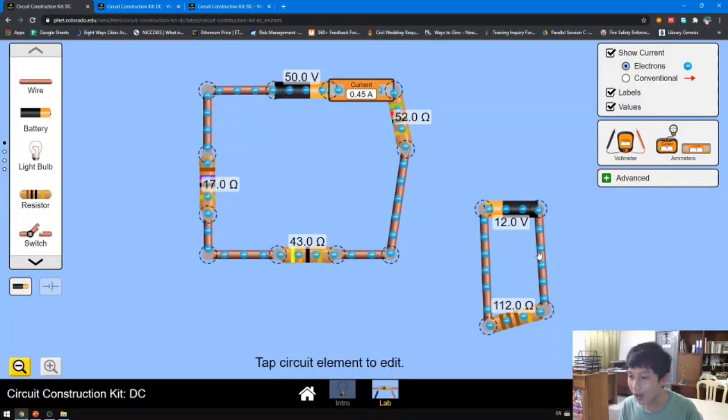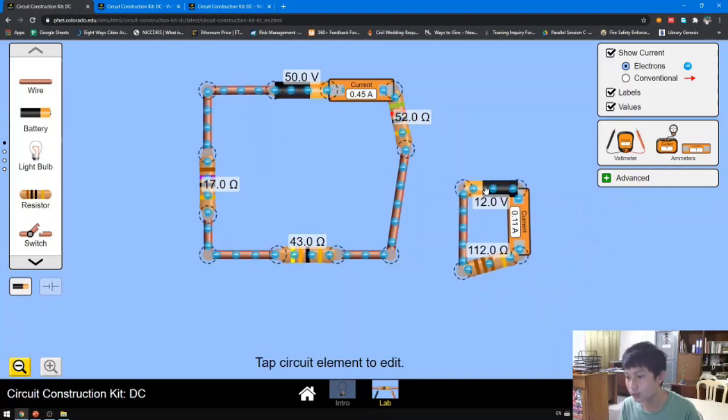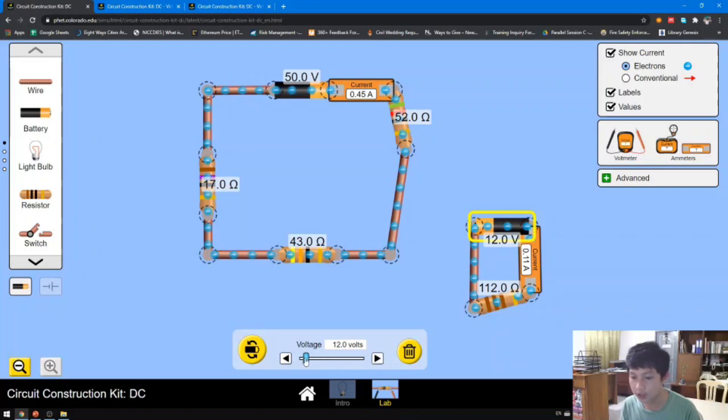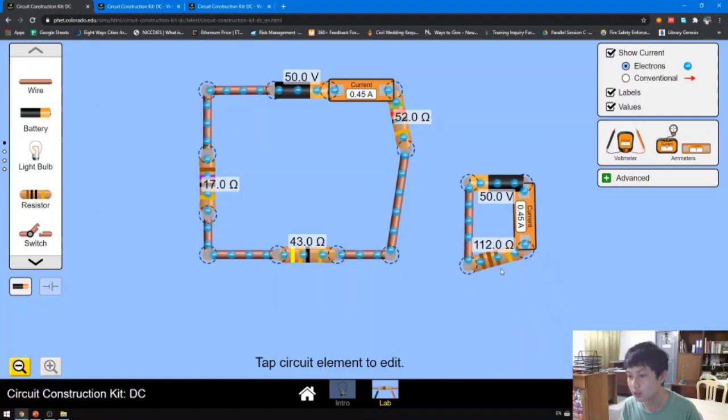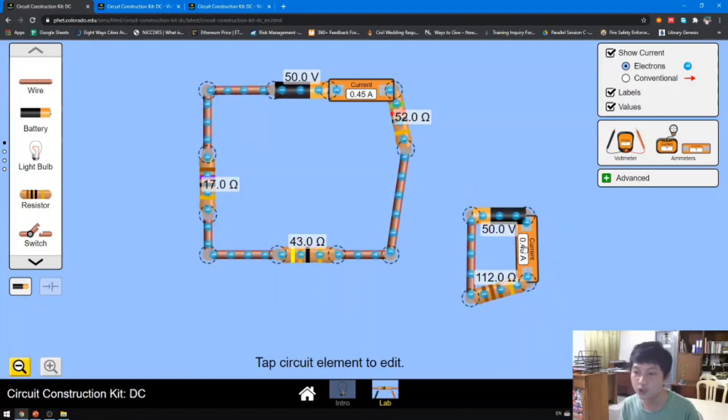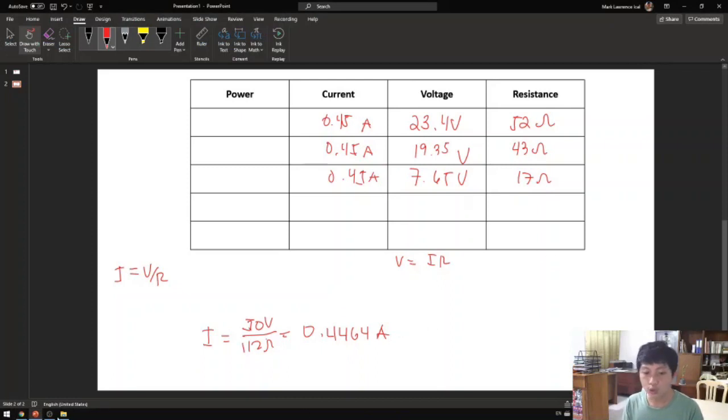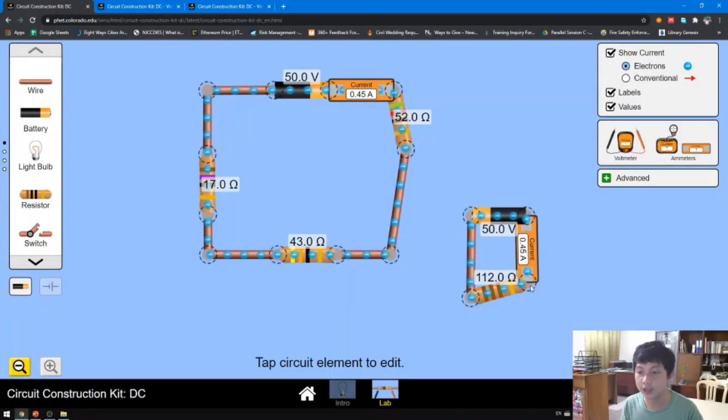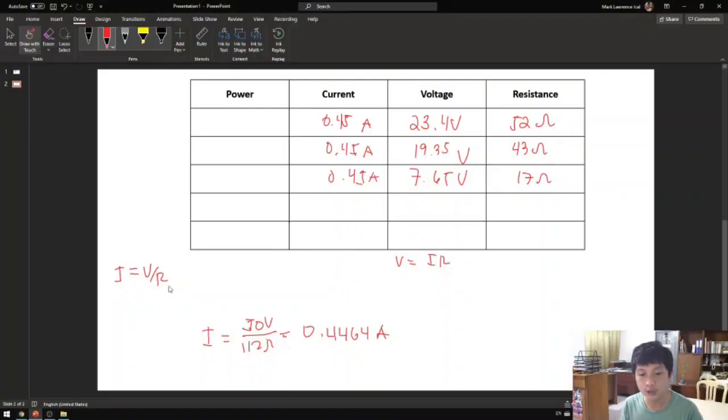Basically you have the same current that flows here, so you connect an ammeter here. Make it 50 volts. You have the same current as you can see, 0.45, 0.45. So that's the trick. What if you don't have an ammeter? You combine the resistors in series, and then do Ohm's law, I equals V over R. You get the total amount of current that flows.